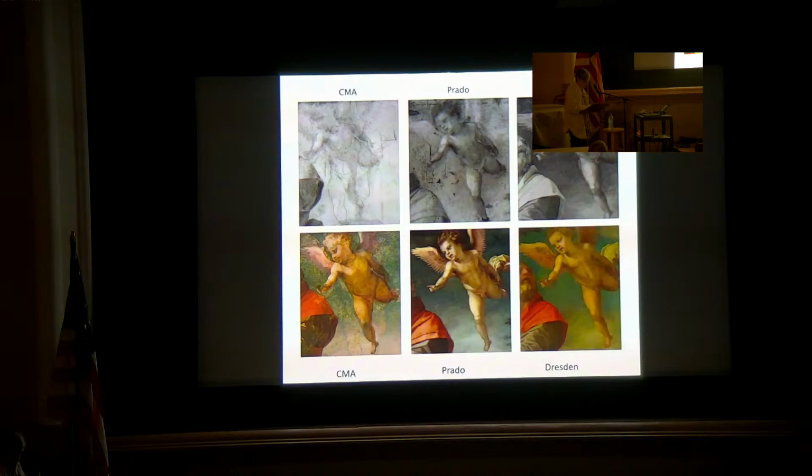The changes in the shape and position of the angel can be noted on the surface as well as in the infrared images. Here again, in the last Dresden version, we find the position of the angel of the Prado painting repeated with no change visible in infrared. By contrast, you can see the angel was moved quite a bit in the Cleveland version.